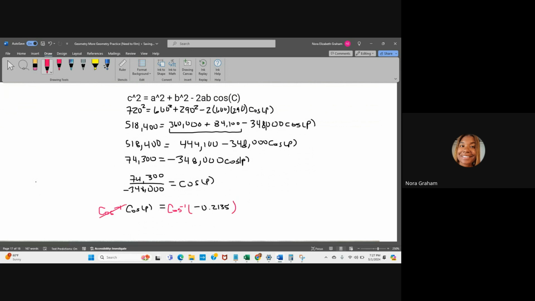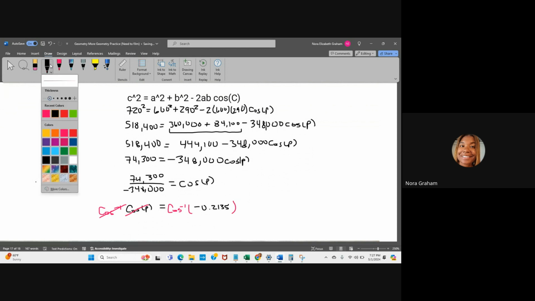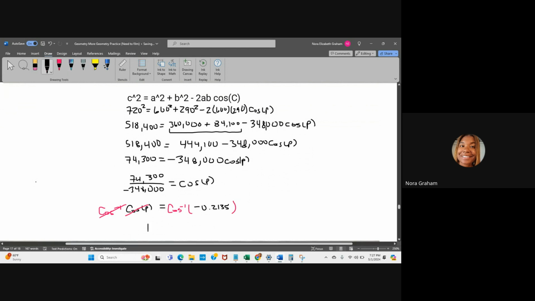So that cos inverse sits there and cancels those two out. So now I'm going to have P, and you can put that cos inverse in your calculator. And what you're going to get is P equals 102.3. Now remember, if it's telling you to round to a certain place, do round how they ask you to round. But right now, I just want to show you guys the steps and work and how to get there. Okay.